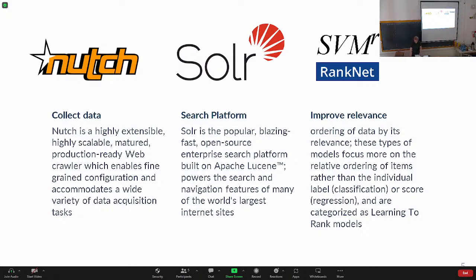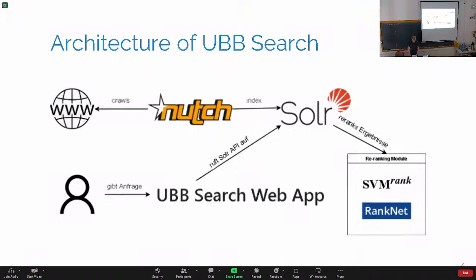Next, the architecture of the UBB search engine. The so-called UBB search has the following architecture. Nutch collects data for the search engine by crawling the World Wide Web. Out of the gathered data, an index is built and sent to Solr, which is the core of the searching module. Solr also features the re-ranking module used to sort results by their relevance.